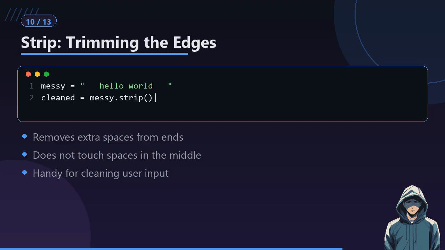Strip is like trimming the frayed edges off a ribbon, without cutting anything out of the middle. It removes extra spaces, or other characters you specify, only from the very start and end of the string. This is really useful when someone types extra spaces by accident into a form.